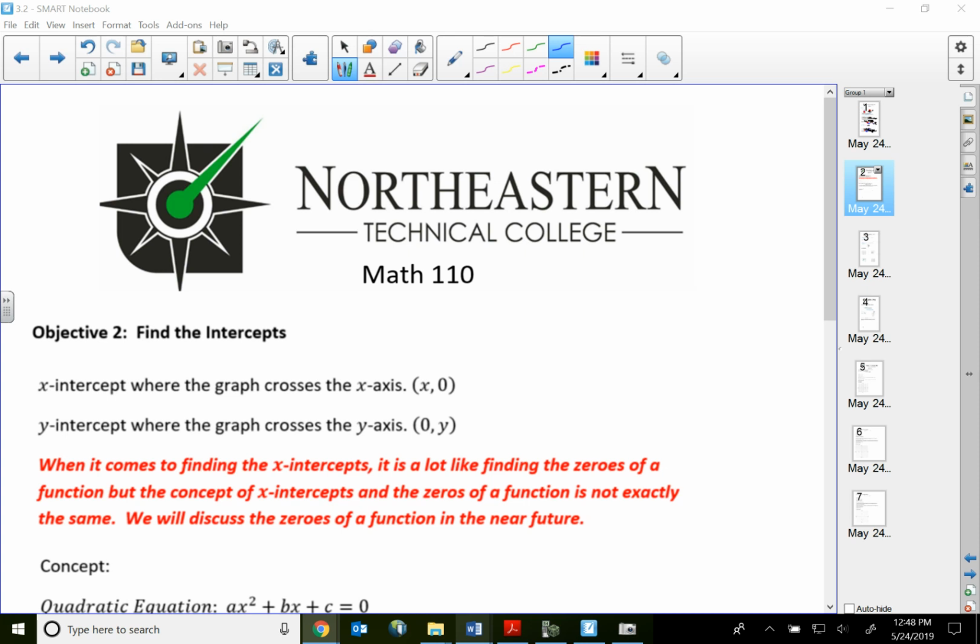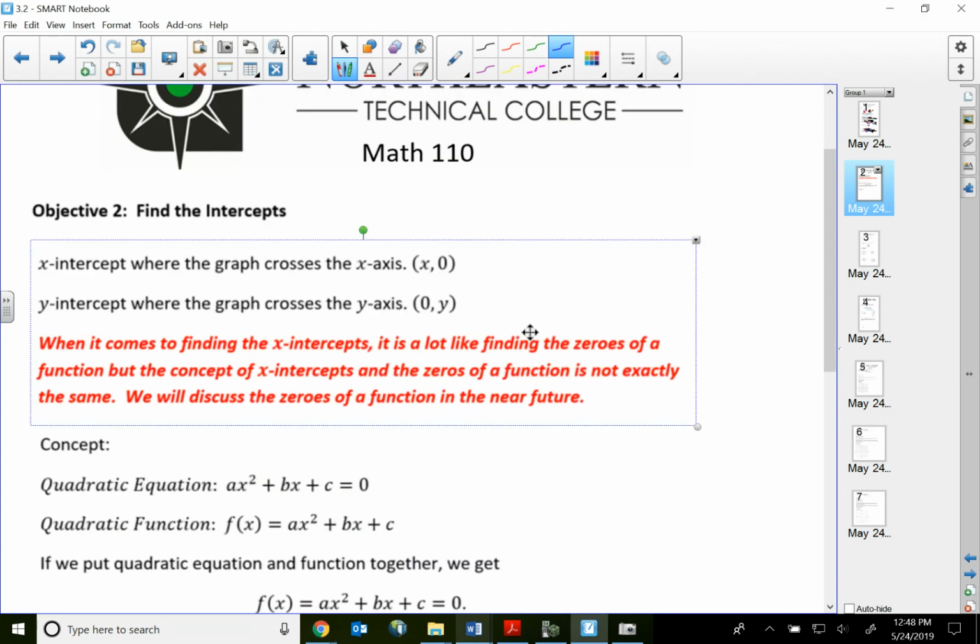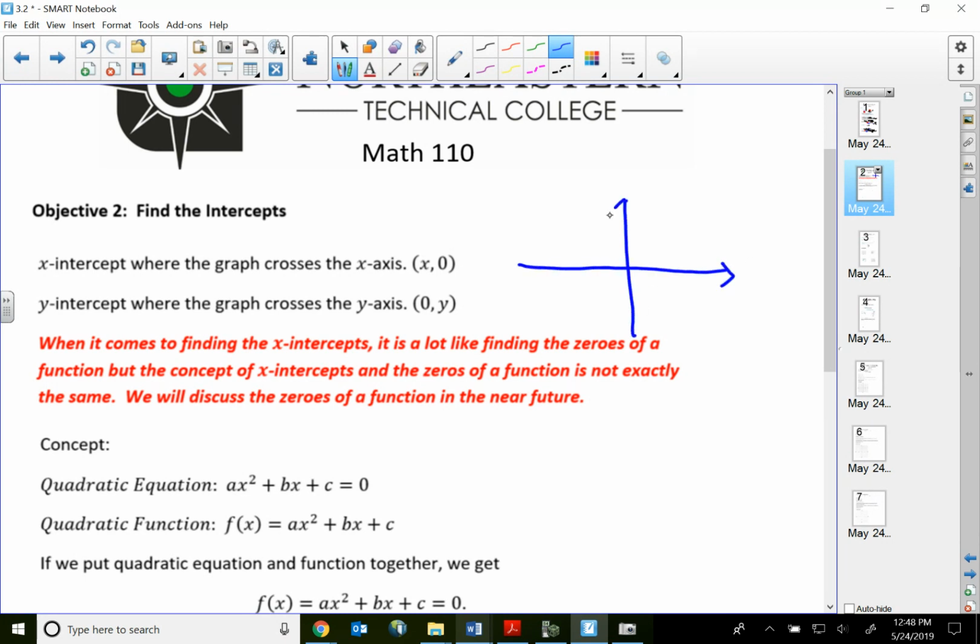In this video, let's take a look at how we can find intercepts. The x-intercept is where my graph crosses over the x-axis. Let me draw it out for you real quick. If I have an x and y axis, and let me use a linear function for example, whenever my graph crosses over the x-axis, that is called the x-intercept.